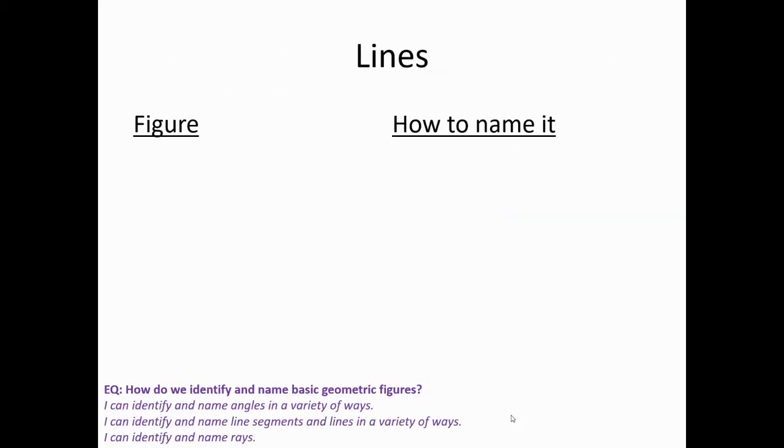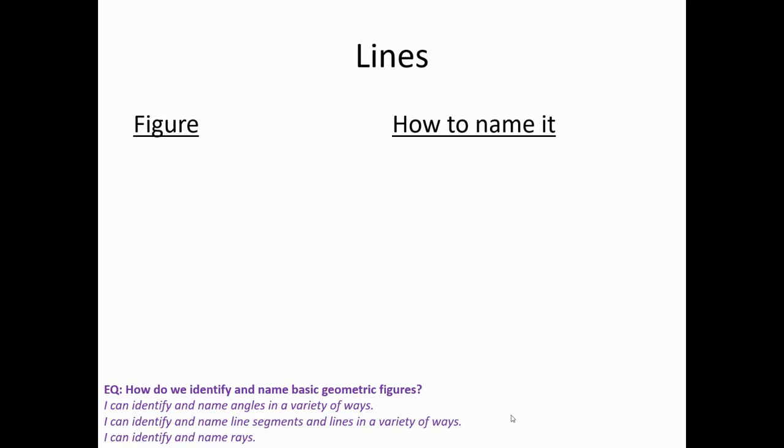All right, so here we go. We're going to start off with lines. By the way, if you didn't already notice, there's not a Google Doc that goes with this. I just want you to take notes on your own paper here. It's pretty straightforward and you should be able to do it. For all of the figures we talk about, we're going to do the figure and how to name it.